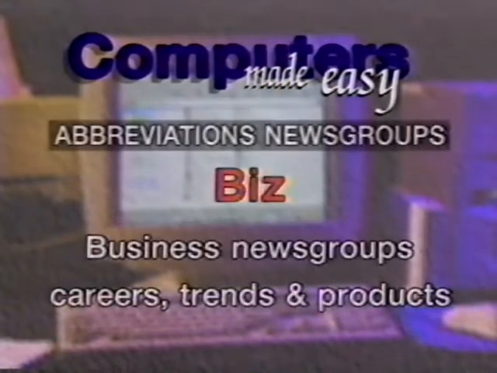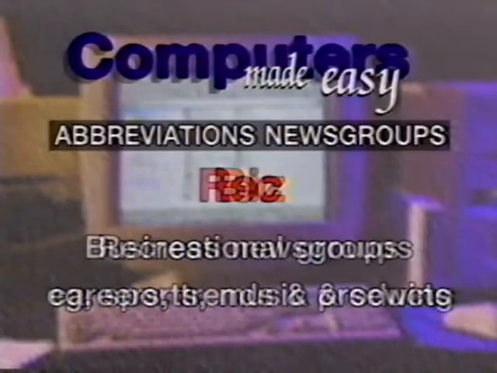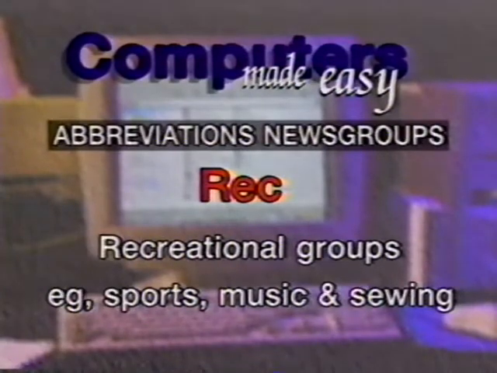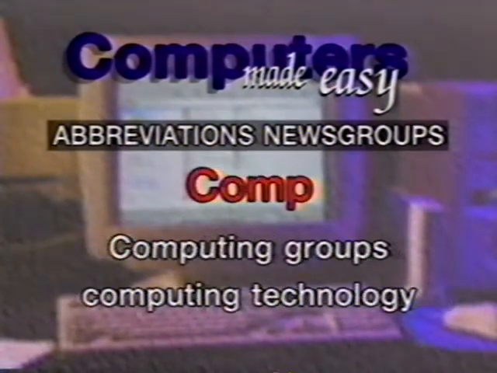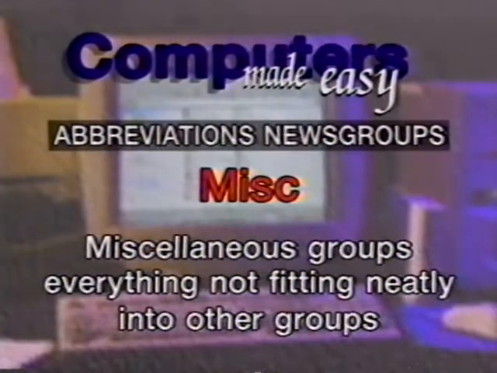Some of the more common abbreviations used for newsgroups are BIZ, a newsgroup for business which covers topics such as career opportunities, trends, and product development. REC is used to cover a wide range of recreational newsgroups with topics such as sports, music, and sewing. COMP is used for computing newsgroups that cover all aspects of computer technology. The MIS, or miscellaneous newsgroup, is for everything that doesn't neatly fit into the other groups.